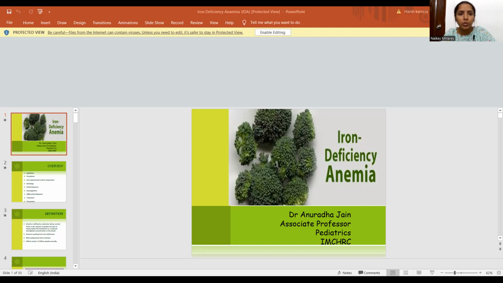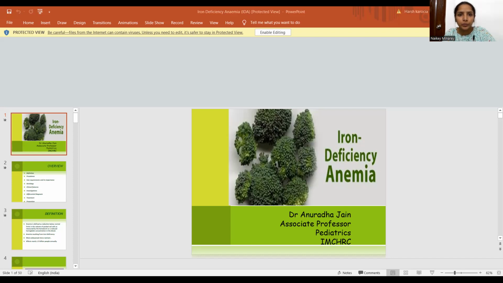So normocytic, normochromic: size and content will be normal. Microcytic, it will be decreased. Macrocytic, it is increased. So normocytic can be due to chronic infections or CKD. Microcytic, iron deficiency and thalassemia, and macrocytic due to B12 and folic acid deficiency. So we will discuss today B12 and folic acid deficiency, megaloblastic anemia.